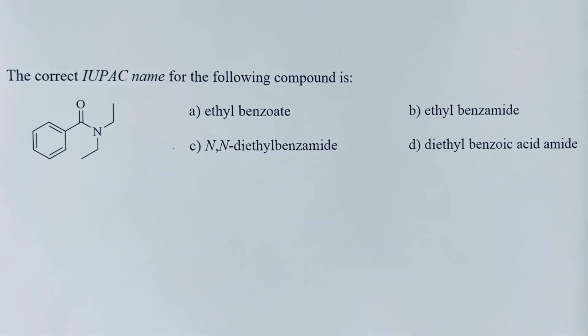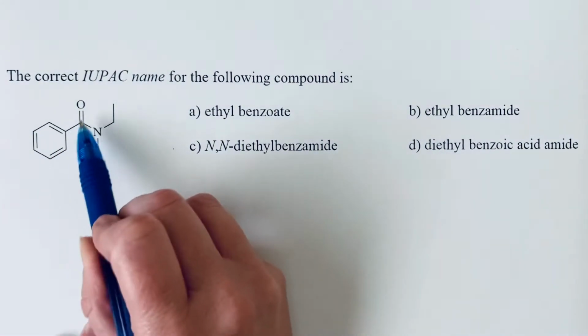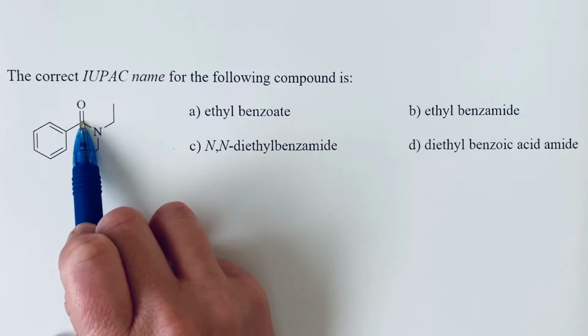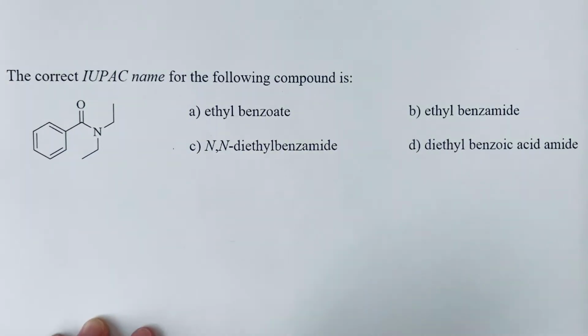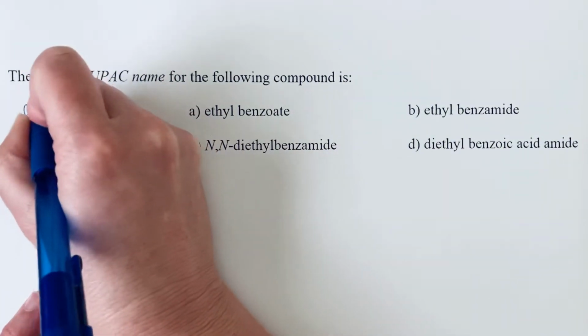The correct IUPAC name for the following compound is... And so the first thing we want to do is identify the functional group here. And so we see that we have a carbonyl, and we have a bond to carbon on one side, a bond to nitrogen on the other side. So we see that this is an amide.